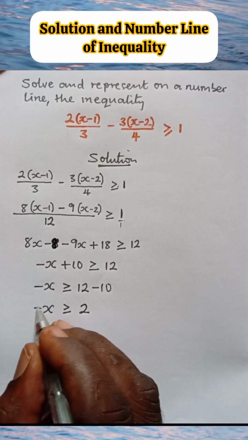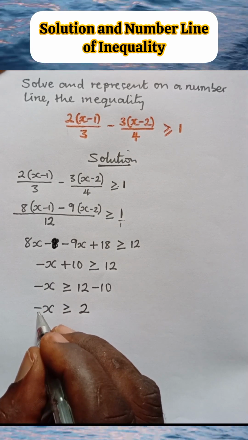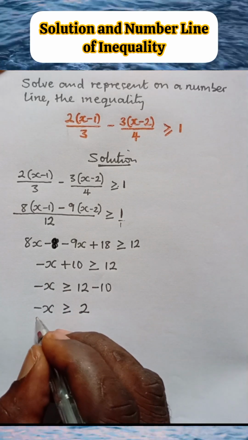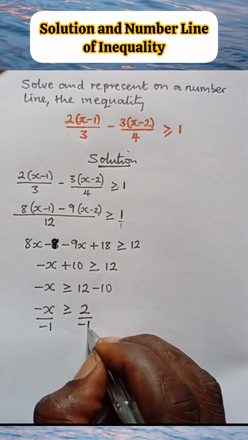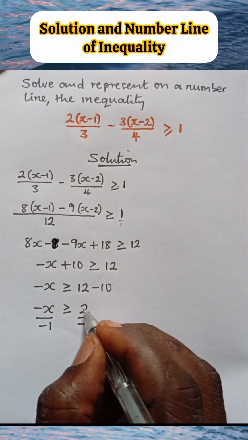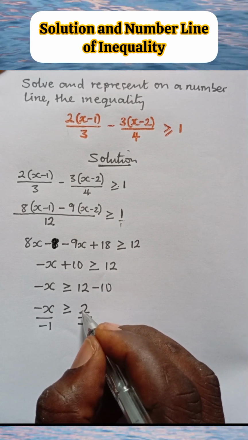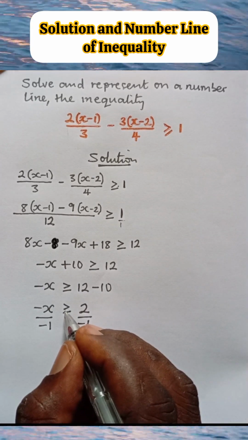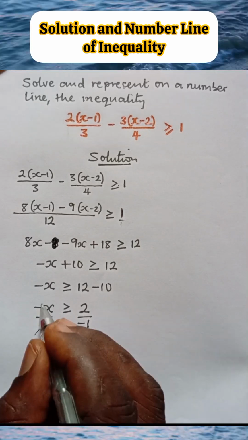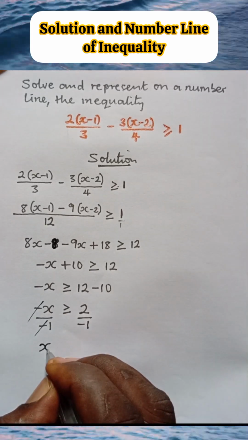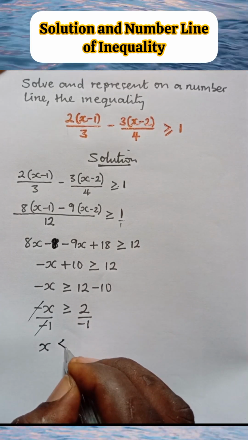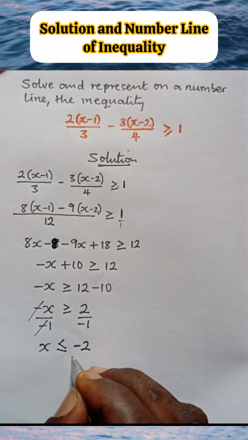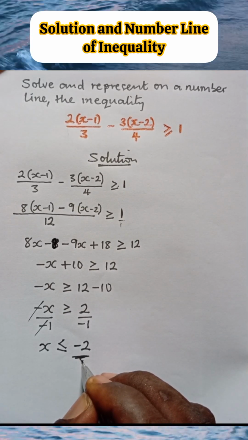Now, we are looking for x, so we find a way to remove this negative sign. We can do that by dividing both sides by negative 1. This 2 that was initially positive will now become negative, and when that happens, the inequality sign inverts. The minus sign cancels the minus sign, and we have x. The sign inverts to less than or equal to, and 2 divided by negative 1 becomes negative 2. So x ≤ -2 is the solution of this inequality.